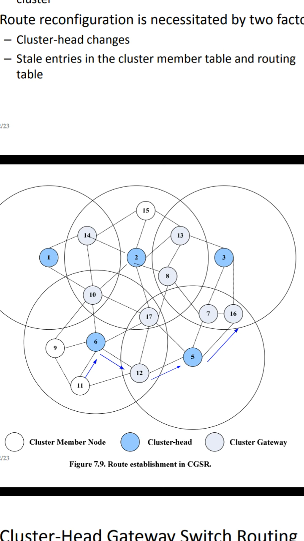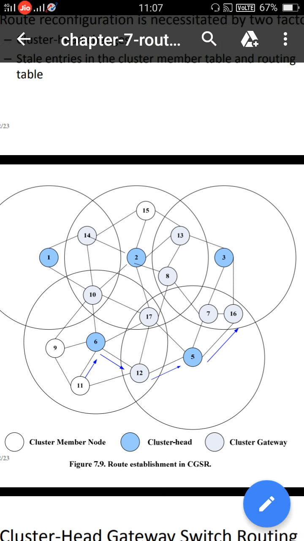The cluster head will monitor all the nodes within the cluster. In this example the cluster heads are 6, 5, 1, 2, 3. These are the five cluster heads. Cluster head 6 will monitor and transfer messages to its cluster members, as well as handle the cluster gateways. The other nodes are cluster gateways, which are nodes belonging to one or more clusters. Suppose in this example 12 and 17.